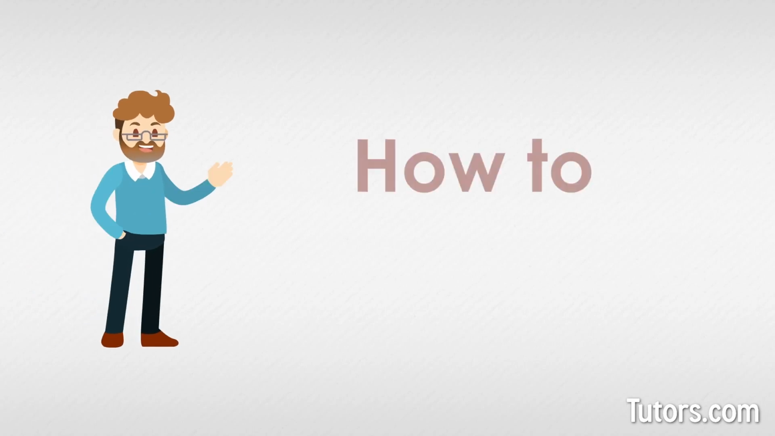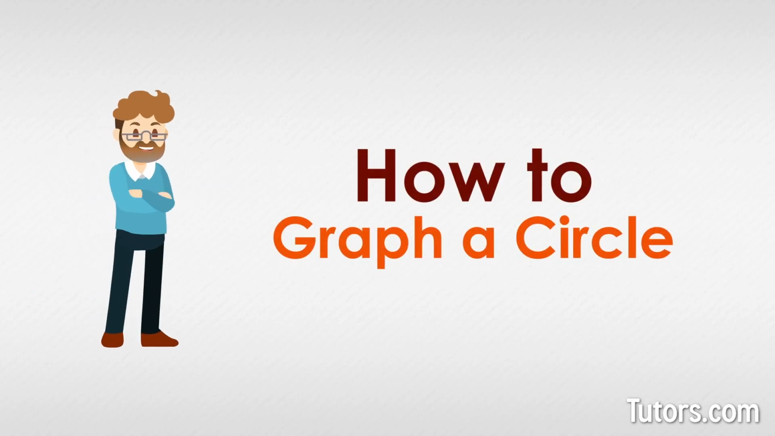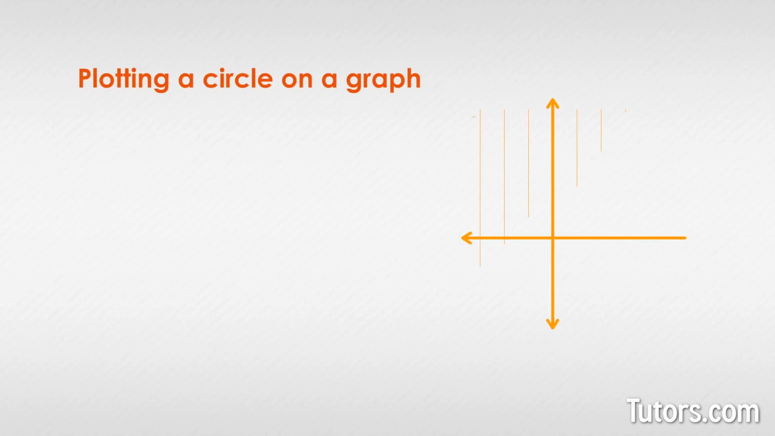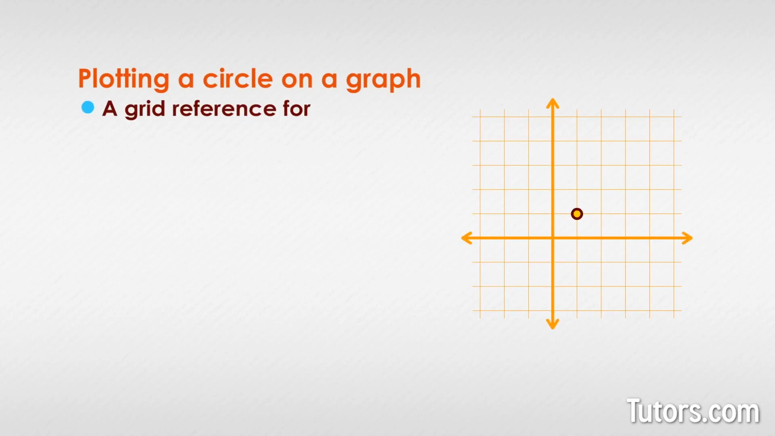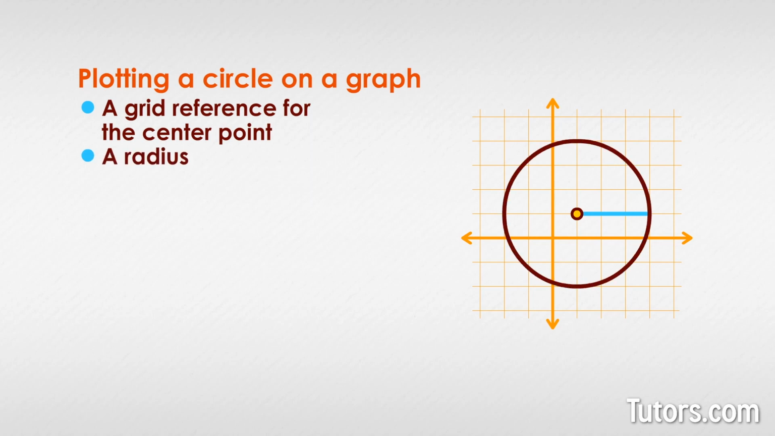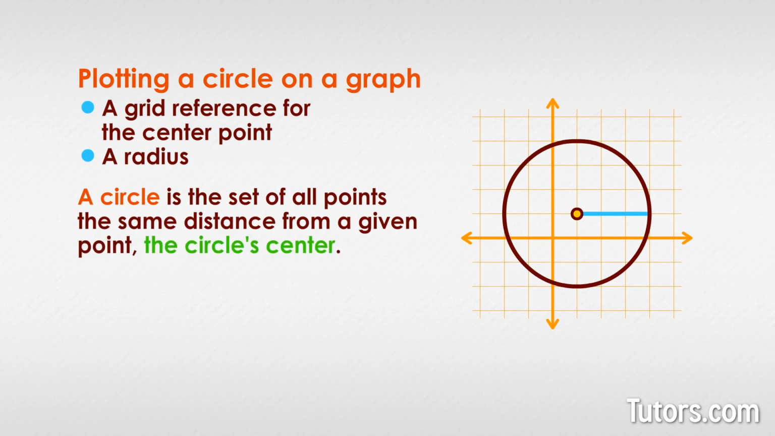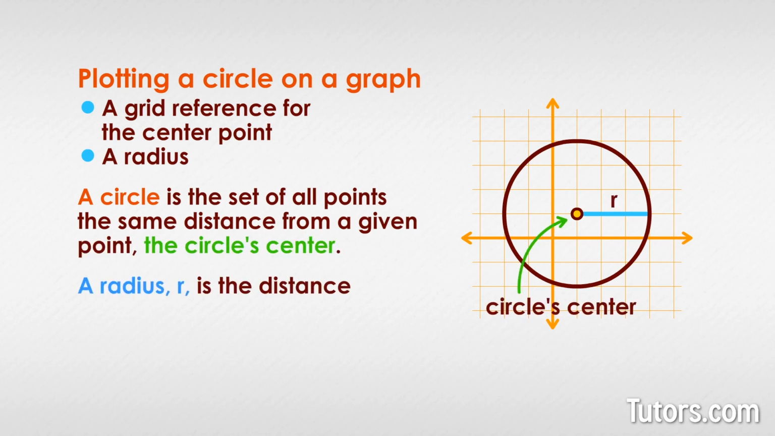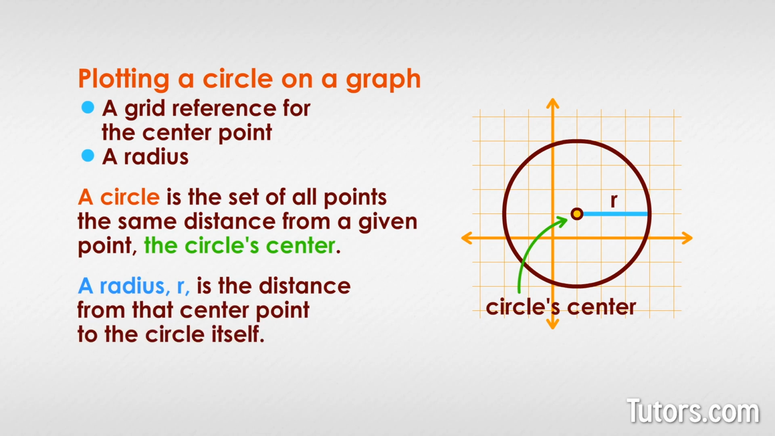This lesson is all about how to graph a circle. Let's begin. Plotting a circle on a graph requires two things: a grid reference for the center point and a radius. A circle is the set of all points the same distance from a given point, the circle's center. A radius, r, is the distance from that center point to the circle itself. On a graph, all those points on the circle can be determined and plotted using x and y coordinates.